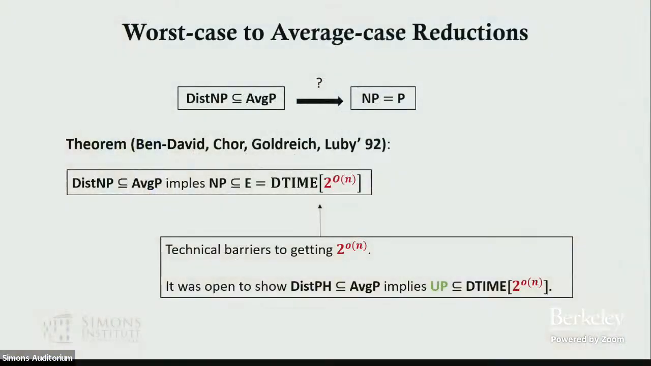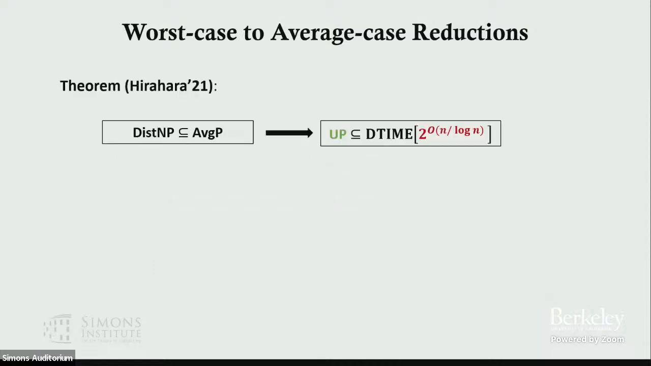And it was open until very recently, just to show that if everything in the polynomial hierarchy is easy on average, then not NP, but like verifiers with unique solutions, you can do better than 2 to the n. So this was a big challenge. And Shuichi, 2 years ago, showed how to make progress, how to use meta complexity to beat the 2 to the n bound slightly, okay? Getting 2 to the n over log n.